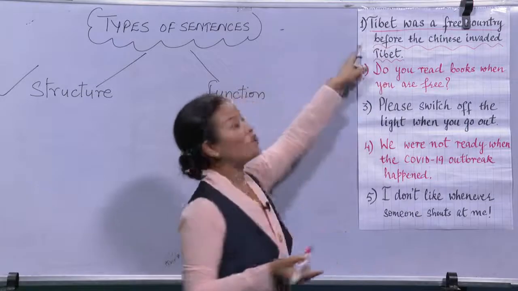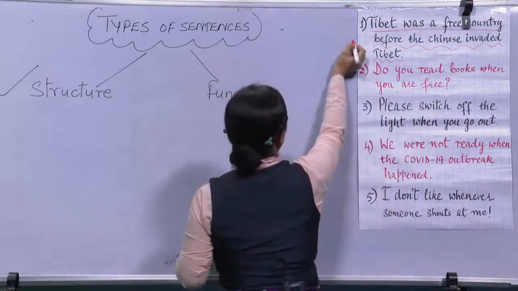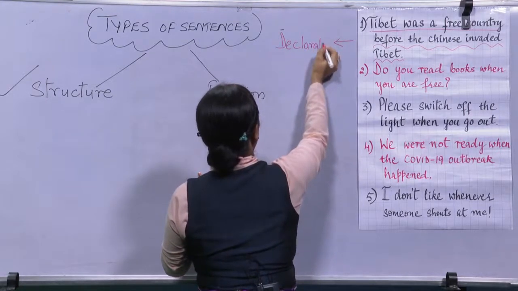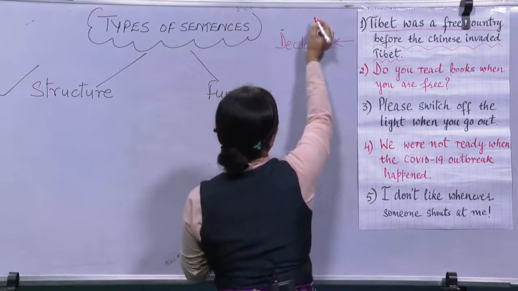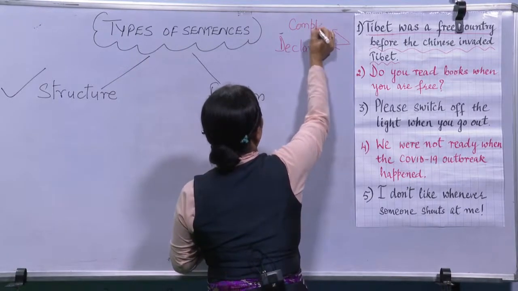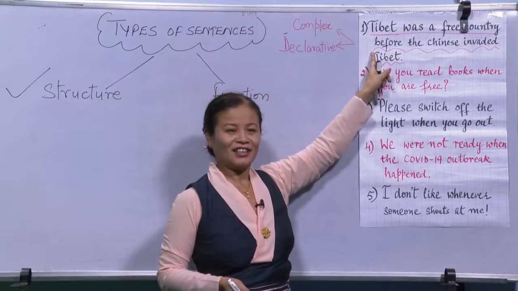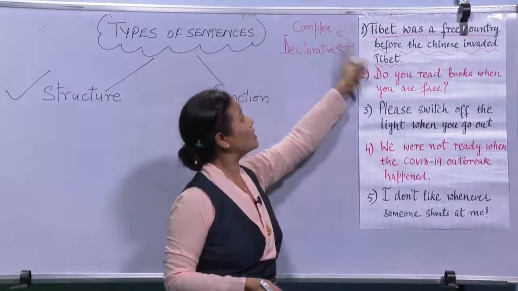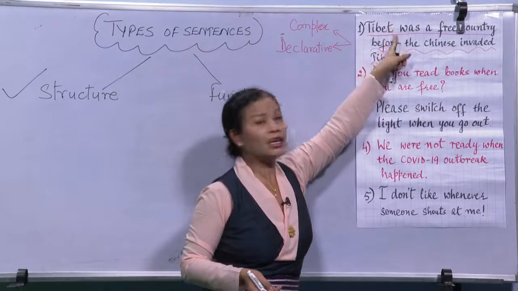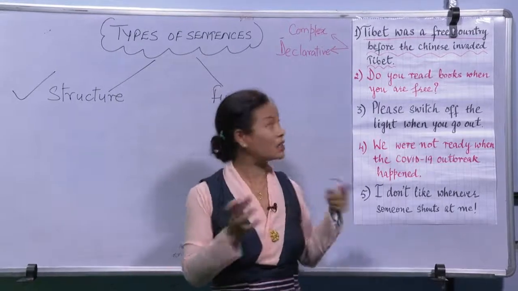And if you look at the function, this is functioning like a statement, a declarative sentence. So this is functioning like a declarative sentence, and no wonder this is a complex sentence, right? Declarative complex sentence. Is it clear to you how this sentence is complex? Because you have a dependent clause and an independent clause in the sentence. And this is a declarative sentence because it's declaring something, it's making a statement.